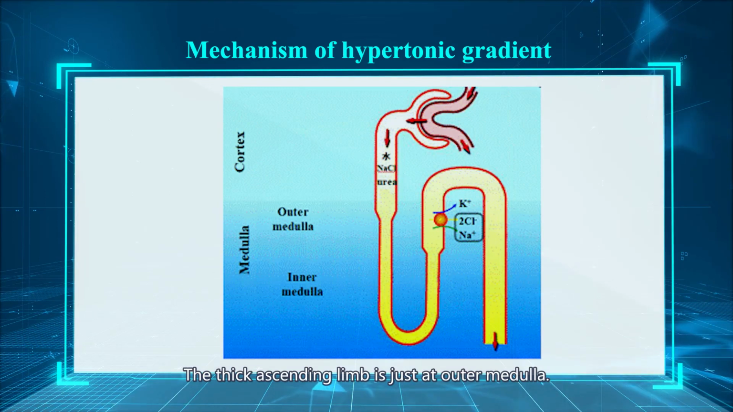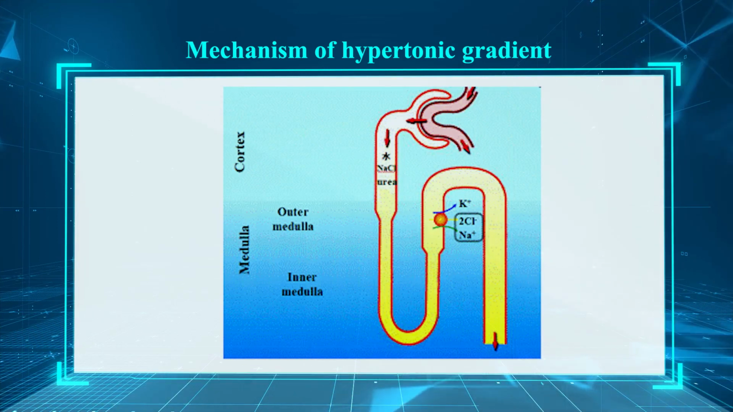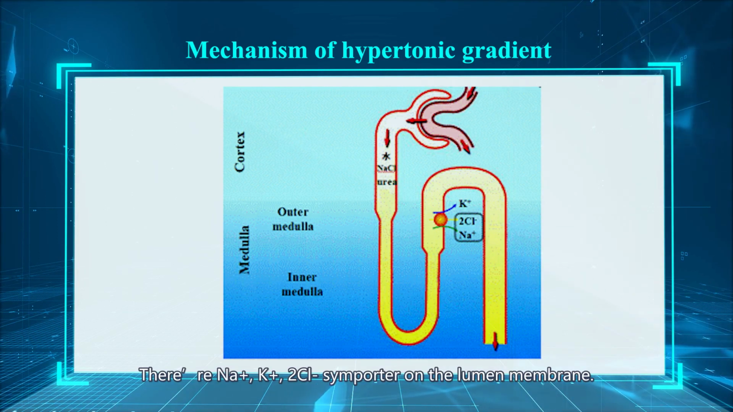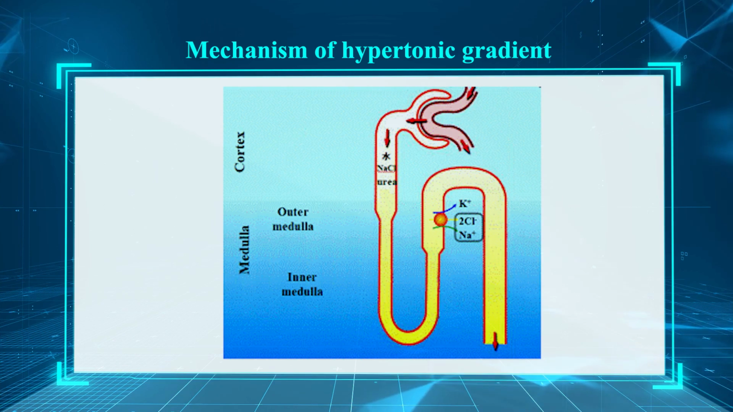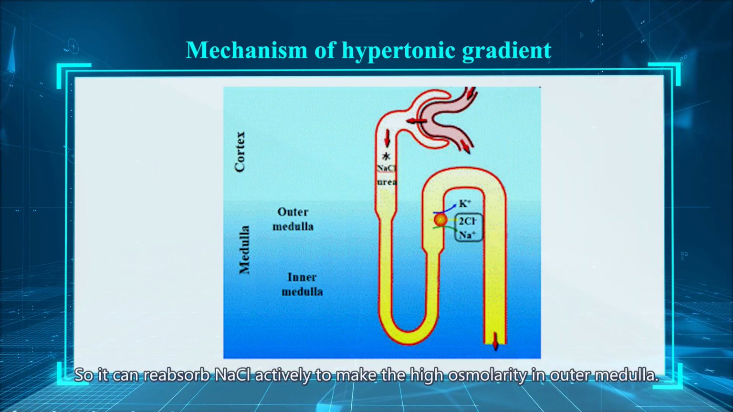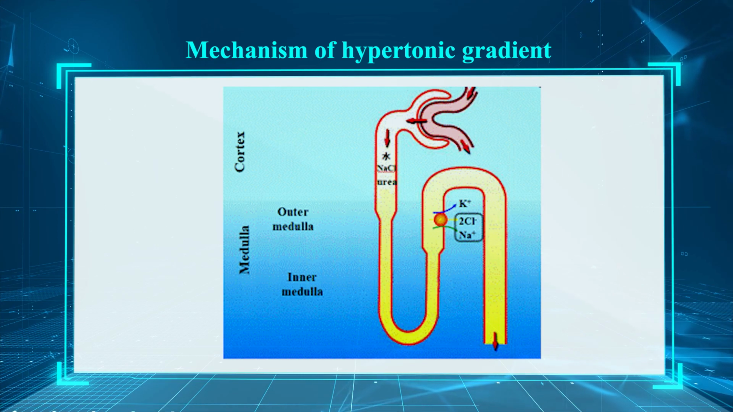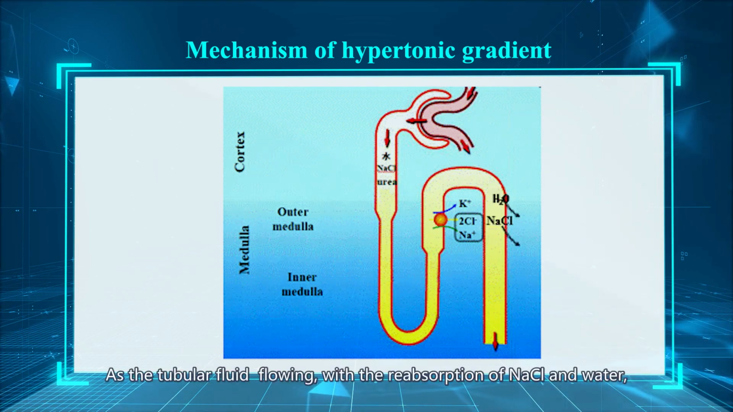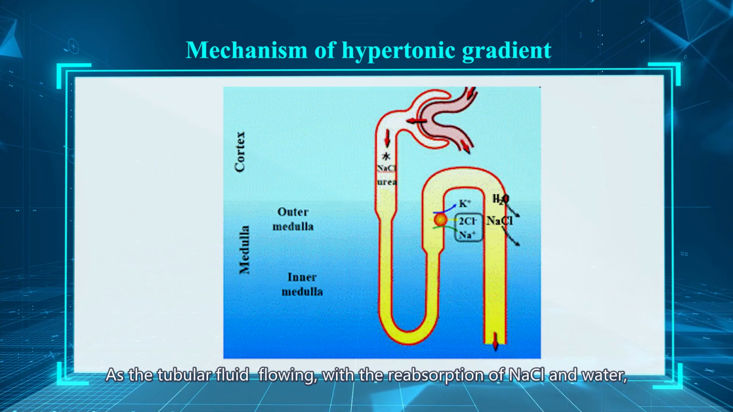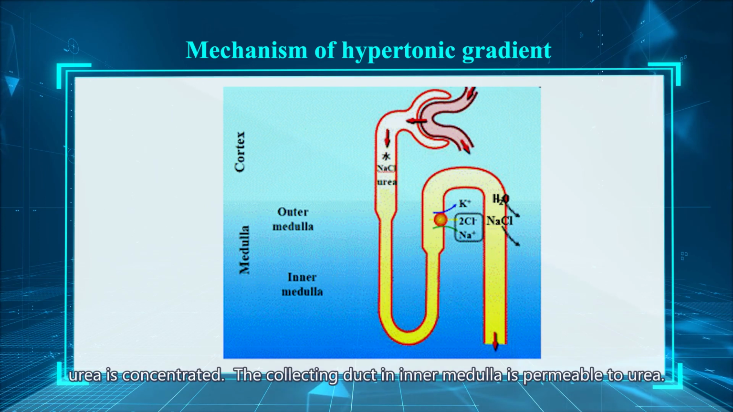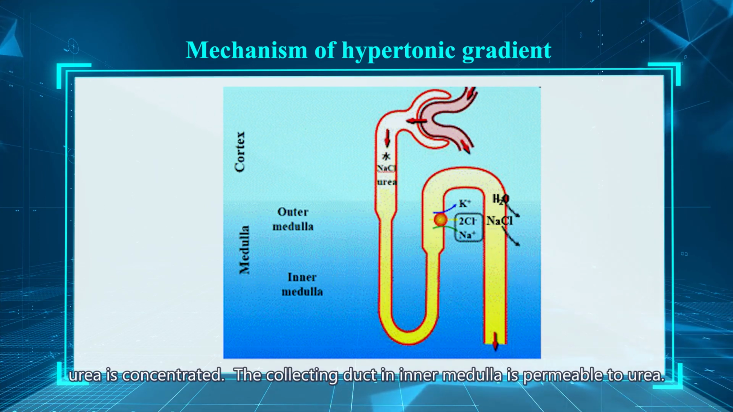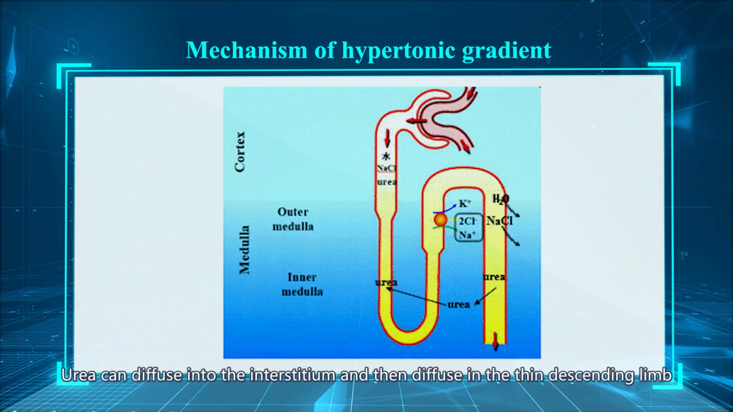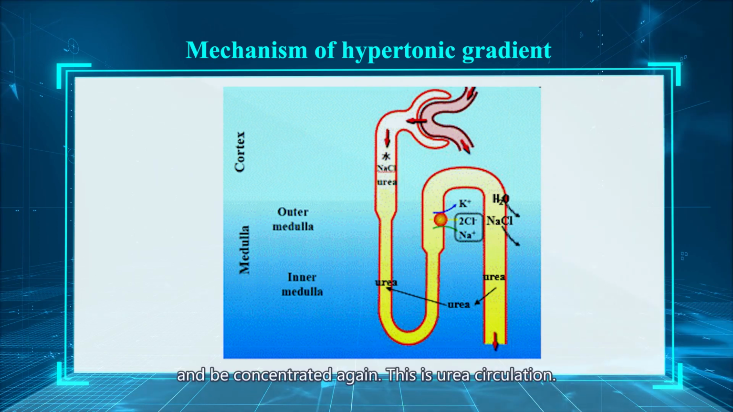The thick ascending limb is just at the outer medulla. There are sodium-potassium-2-chloride symporters on the lumen membrane, so it can reabsorb sodium chloride actively to make the high osmolarity in the outer medulla. As tubular fluid flows, with the reabsorption of sodium chloride and water, urea is concentrated. The collecting duct in the inner medulla is permeable to urea. Urea can diffuse into the interstitium and then diffuse into the thin descending limb, and then be concentrated again.